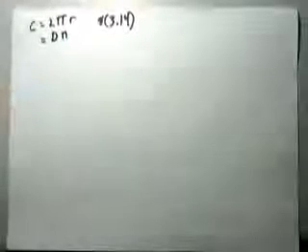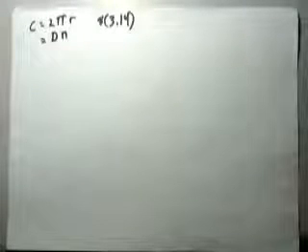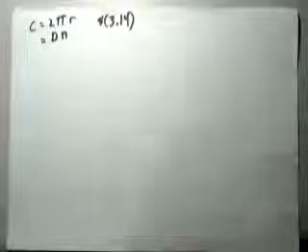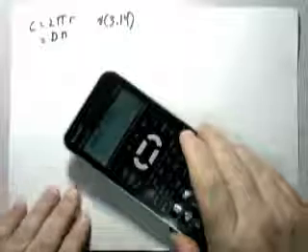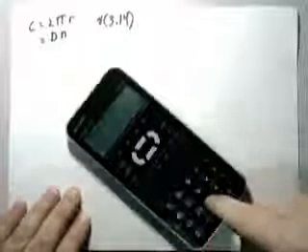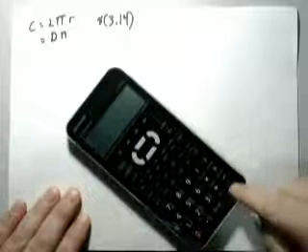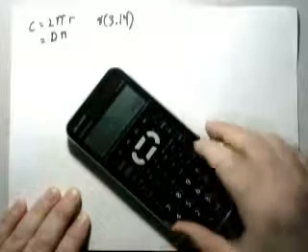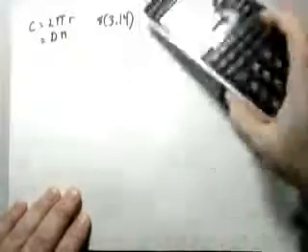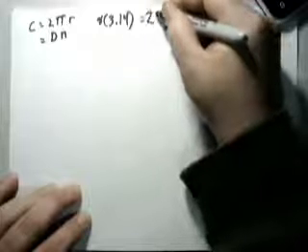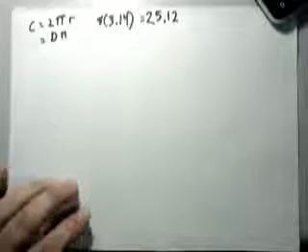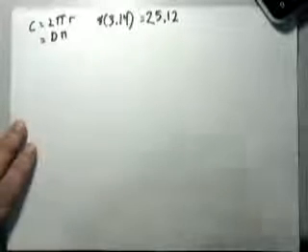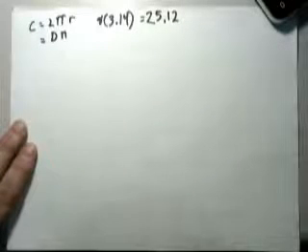And let's get the calculator out. 8 times 3.14 is 25.12. So that's A for the diameter of 8 inches.